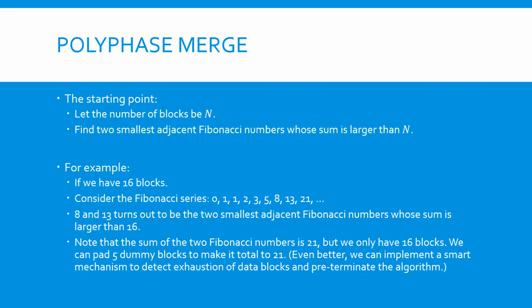Now, let's figure out the starting point of the series. The simple rule is that if we have n data blocks, we shall find the two smallest adjacent Fibonacci numbers whose sum is larger than n.